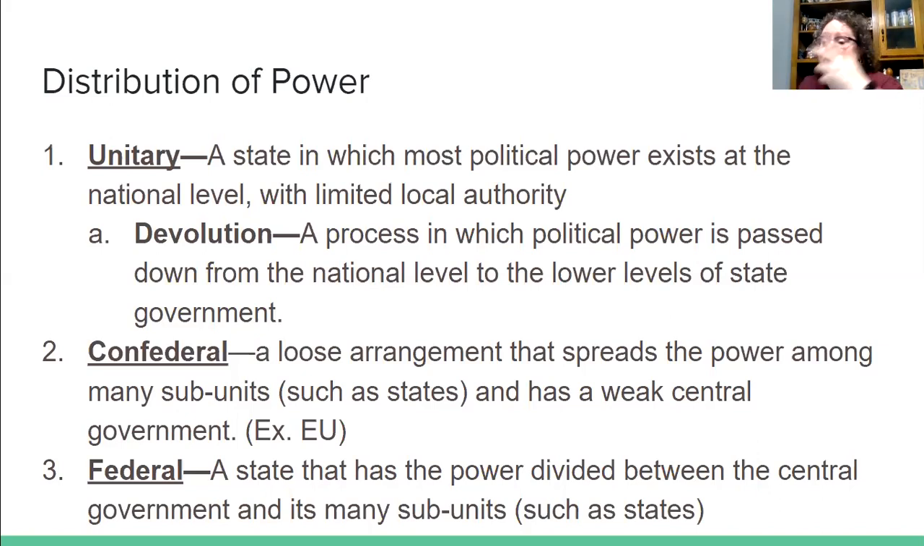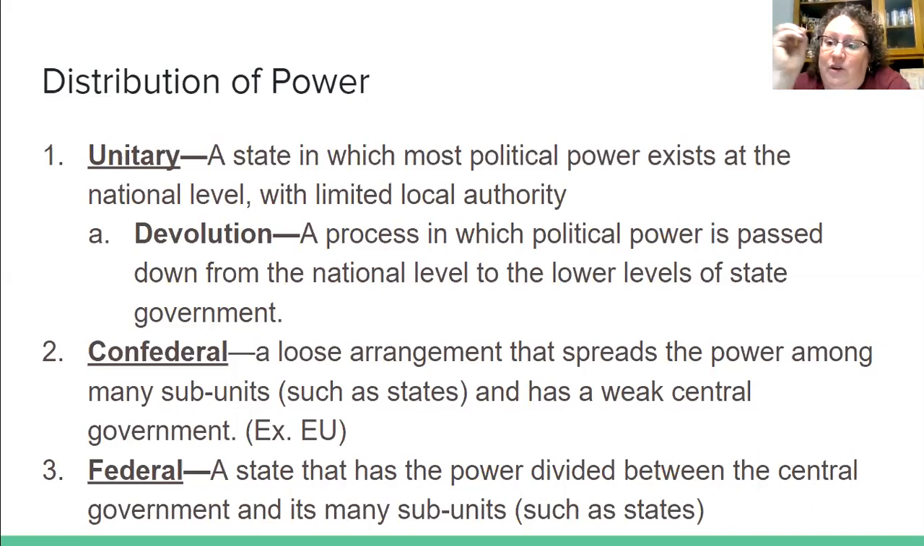So then you take China. China is very large. Why doesn't China choose to be federal? China's government doesn't want to give up the power, okay? You take a country like Nigeria. Nigeria basically has to be federal because they are so diverse.